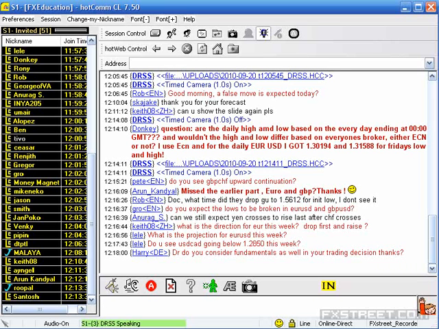Do the high and low differ from broker, either ECN or not? I use ECN and for the daily Euro USD I got 1.3017 and 1.3158 for Friday's low and the high.